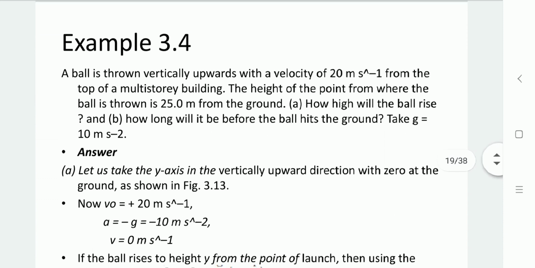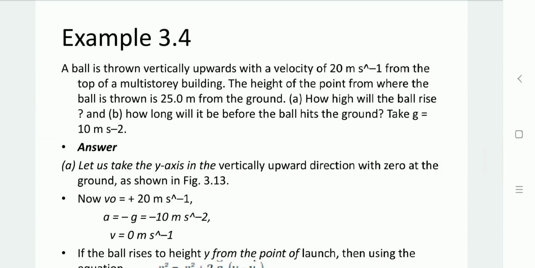Now let us take another example. A ball is thrown vertically upwards with a velocity of 20 meters per second from the top of a multi-story building. The height of the point from where the ball is thrown is 25 meters from the ground. How high will the ball rise and how long will it take before the ball hits the ground? Here let us take the acceleration of gravity g equal to 10 meters per second square for simplicity.